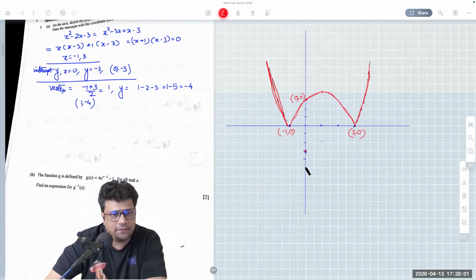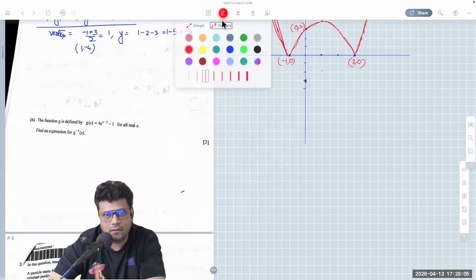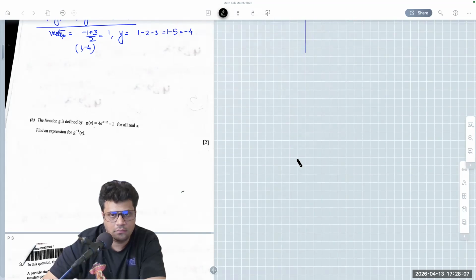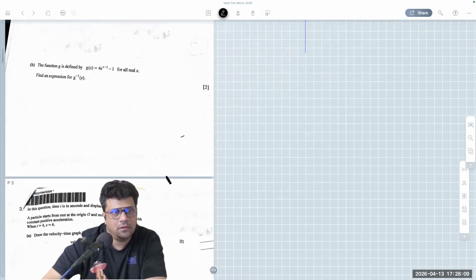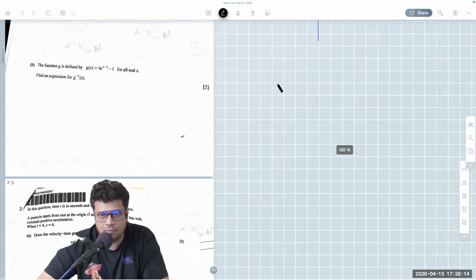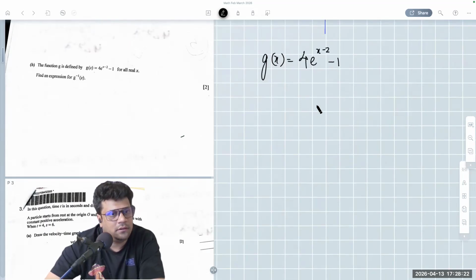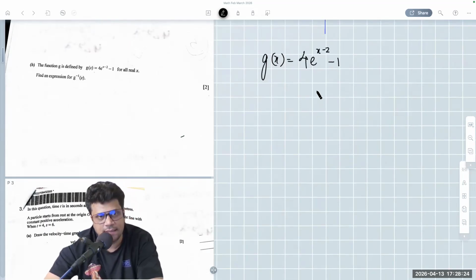Okay, let's look at another one now. The function g is defined for g of x equals 4e to the power of x minus 2, minus 1. Find an expression for g inverse x. So we go x equals 4e to the power of y minus 2, minus 1.